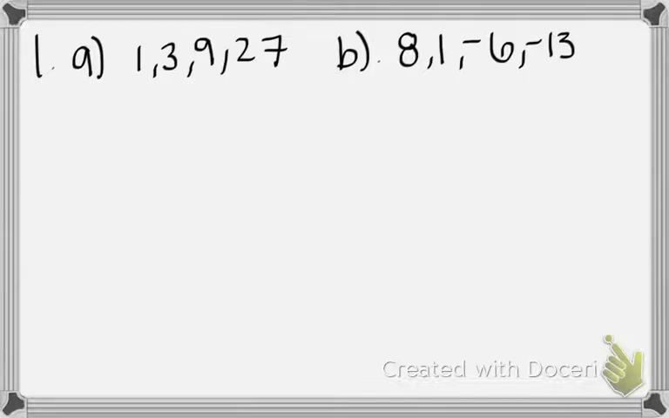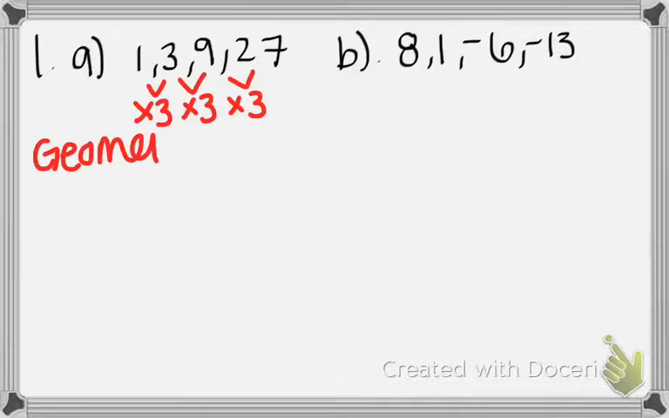Well, let's take a look at number 1a. Number 1, part A. We have a sequence that says 1, 3, 9, 27. So to go from 1 to 3, we multiply by 3. From 3 to 9, we multiply by 3, and from 9 to 27, we multiply by 3. This means that the sequence is geometric with a common ratio of 3.